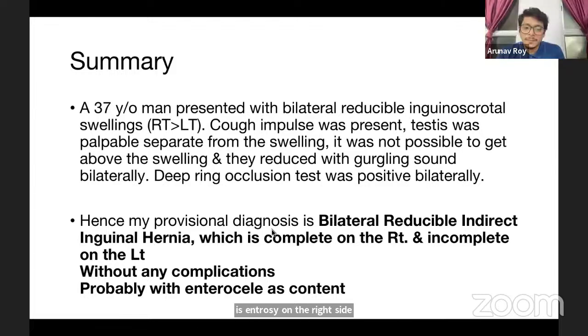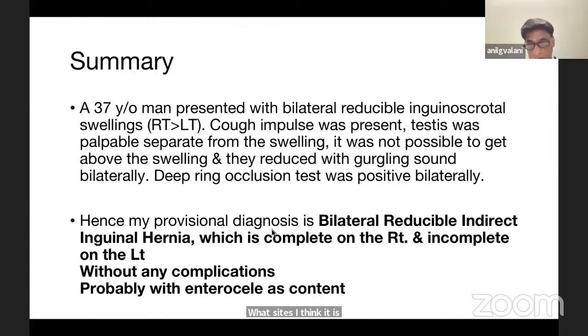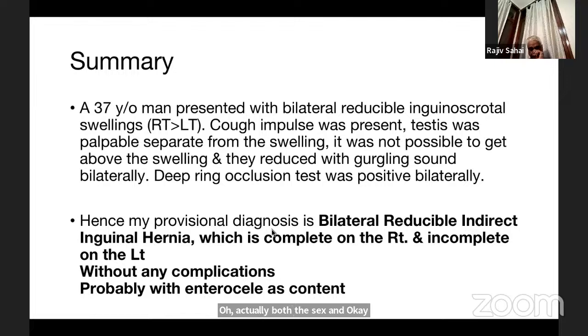Both sides, sir. I think it is enterocele on both sides. Oh, acha, both the sides enterocele. Okay. Complicated. Okay. How will you manage the patient now? What will you do?